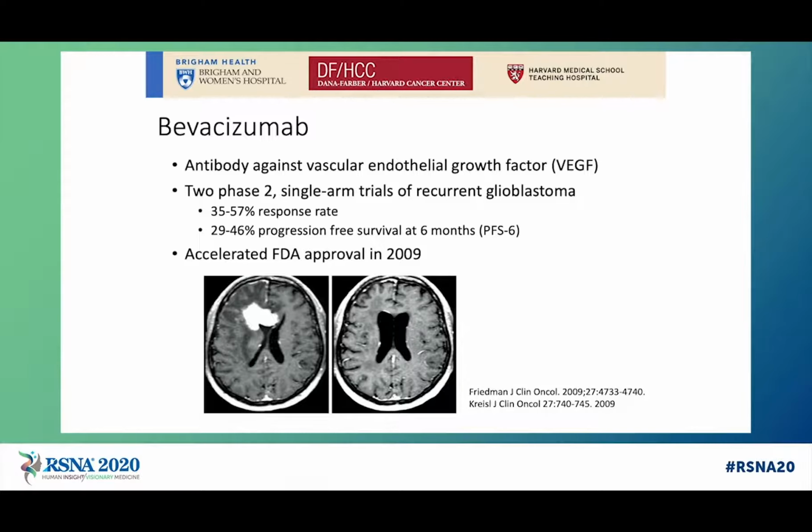In 2009, there were 2 phase 2 trials that reported very high response rates in the range of 35 to 57%. In many of these patients, there was dramatic reduction in the size of contrast enhancement, as you can see in this example below. These reported response rates were much higher than those from previous chemotherapy trials where the response rates have been mostly about 10%. Progression-free survival was also longer than the historical data. The results of these 2 trials led to preliminary approval by the FDA.